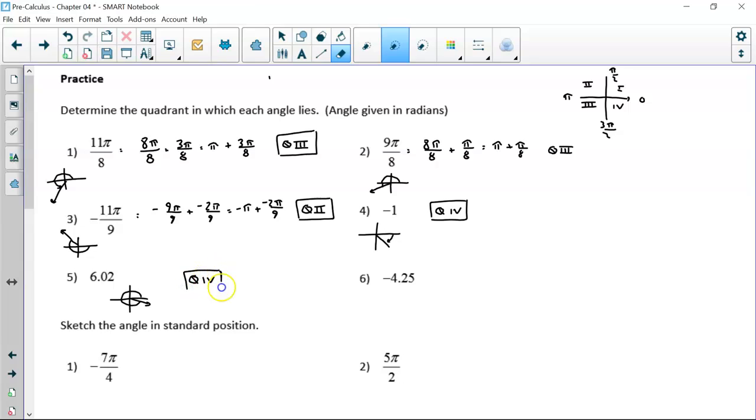Negative 4.25. We're going clockwise. Now, halfway around would take us a little bit over 3.14. So we're just going a little bit more. That's going to leave us around there, and that's in quadrant 2. The thing there is we had to go clockwise.